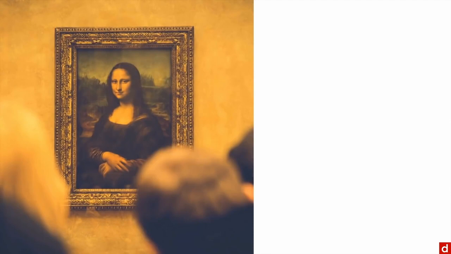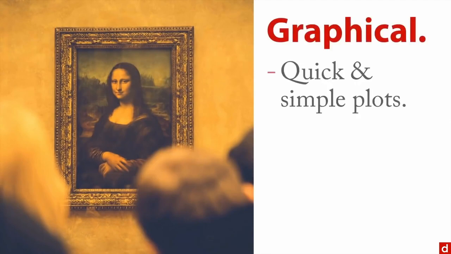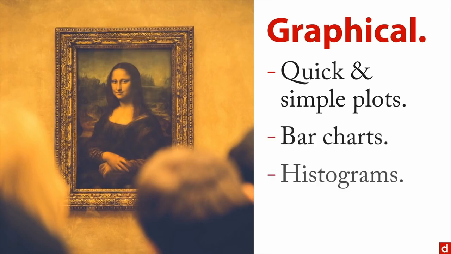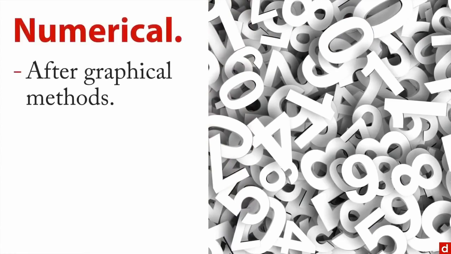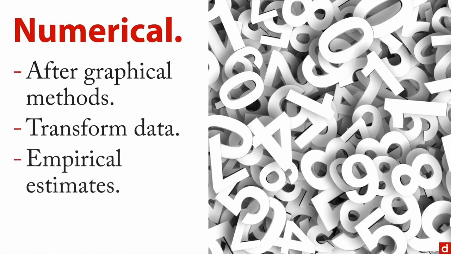So let's go first to the graphical part. There are very quick and simple plots that you can do. Those include things like bar charts and histograms and scatter plots. Very easy to make and very quick way of getting an understanding of the variables in your data set. In terms of numerical analysis, again, after the graphical methods, you can do things like transform the data, that is, take like the logarithm of your numbers. You can do empirical estimates of population parameters, and you can use robust methods. And I'll talk about all of those in more length in later videos.